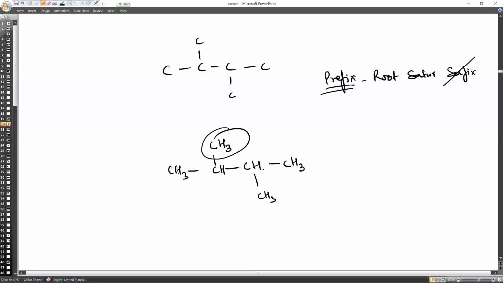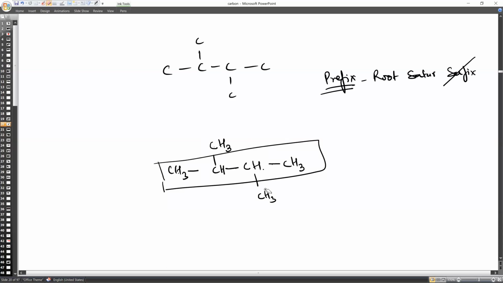Got it? Yes, sir. So there are different rules we have written. Here, first of all, we will select the longest carbon chain. This is the longest carbon chain of 4 carbons. Then the second rule was that numbering should be done in such a way that the functional group gets the lowest possible number. If you write the numbering from here 1, 2, 3, 4, then the functional group is at 2 and 3. And if you write it this way 1, 2, 3, 4, then again the functional group is at 2 and 3. So you can use any way. Both are the same.